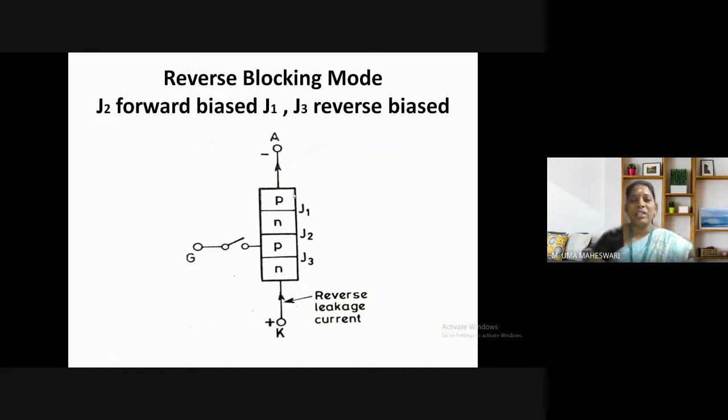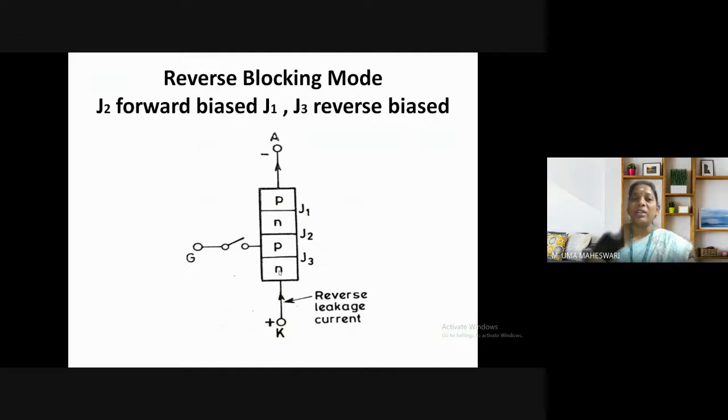Whenever junctions J1 and J3 are reverse biased, there exists a depletion region across these junctions. Because of the presence of the depletion region, there is no current flow through this SCR. So the SCR is said to be in the off state or open circuit state. This is what happens in reverse blocking mode.